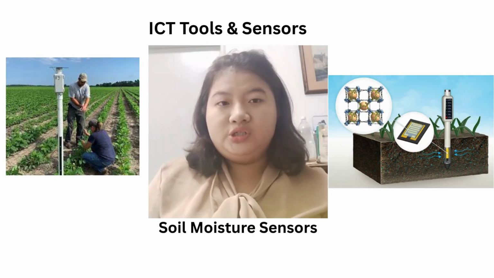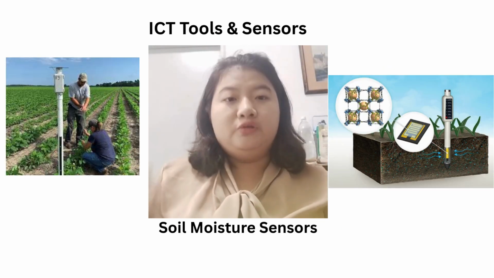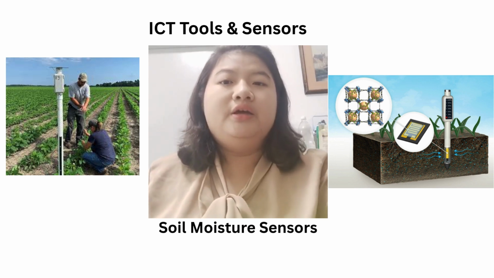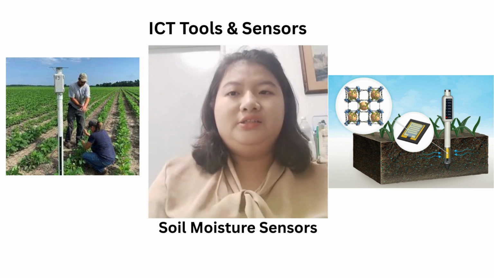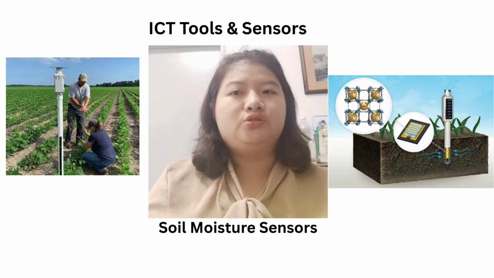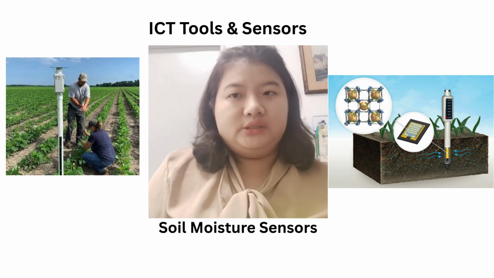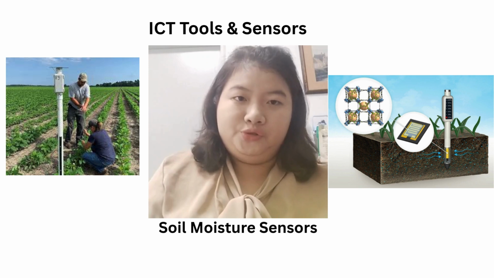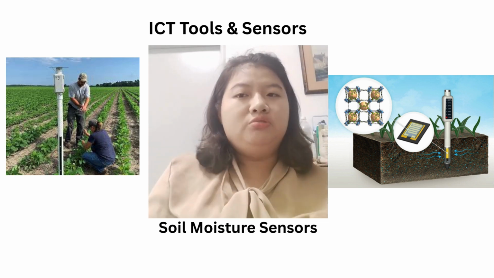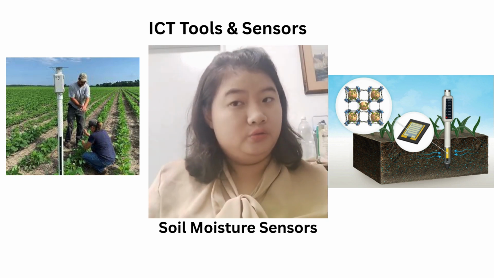Since precision agriculture has been briefly covered, let us now look at ICT tools and sensors and how they work. ICT tools and sensors are defined as tools that can help farmers to control and monitor weather, soil, and crops with real-time data. First, I will talk about the soil moisture sensor and how it works.